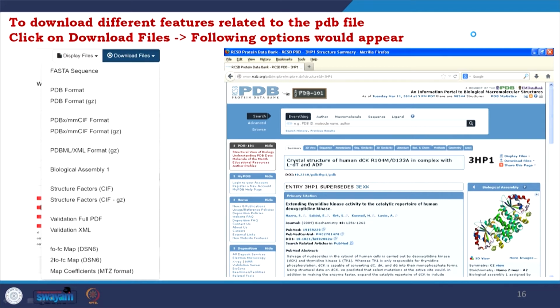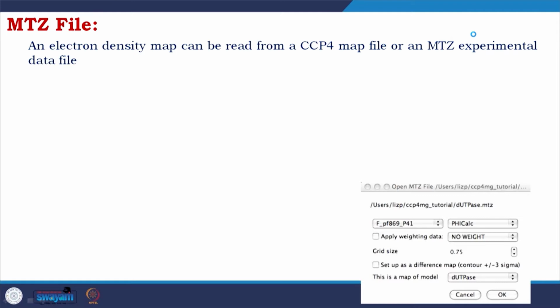I will just talk about two things: one is validation, because that is very important, and another is the map, which I will discuss in detail in the next class, when I will include the actual MTZ file and use it in Coot format, but here I will introduce it a little bit. So, coming to the MTZ file, an electron density map can be read from a CCP4 map file or an MTZ experimental data file. Up to now we were talking about PDB, mmCIF, PDB XML, which are all giving structures, whereas MTZ is a different one, which is giving the information about the map.